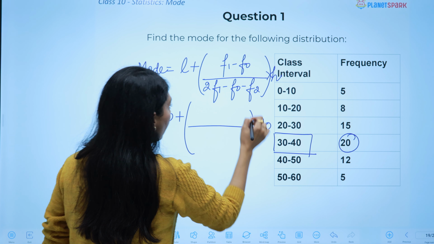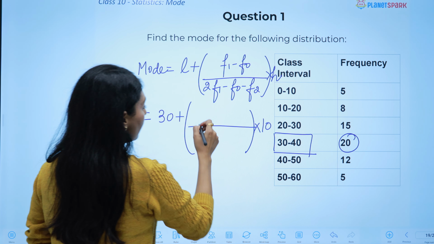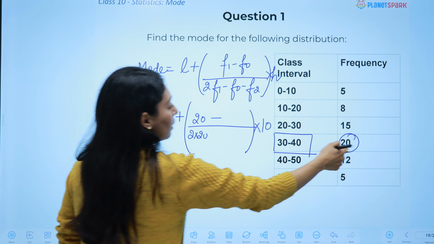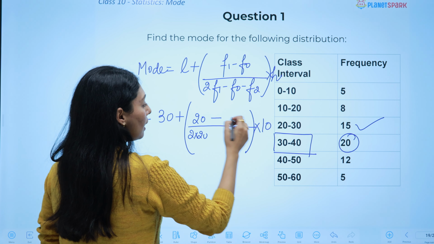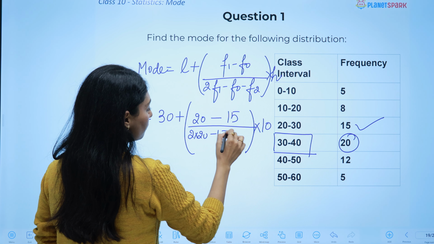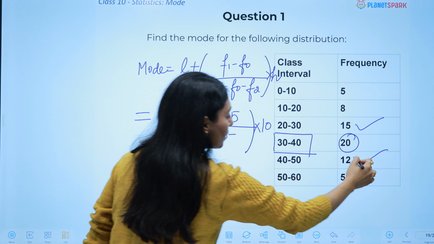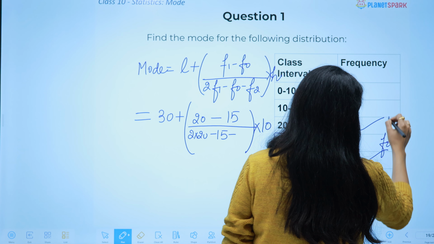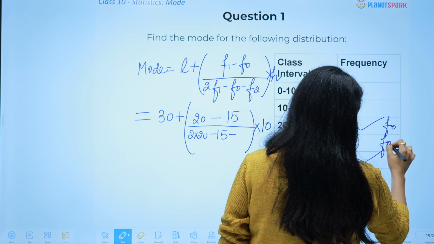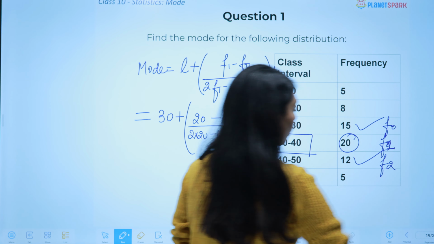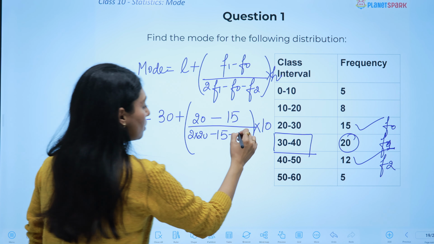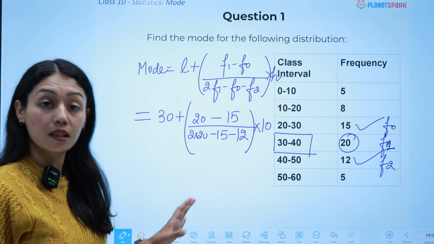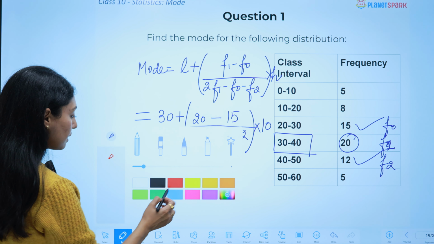10. F1 is the frequency of the model class, that is 20. So here 2 times 20 minus the frequency of the class preceding the model class 15. The F2 is the frequency of the class succeeding the model class. Okay, so let me just write here F0, this is F1, this is F2. So minus 12 here. Then everybody, we have plugged everything here. Let's simplify this. Let's do the calculations and we'll have our answer.